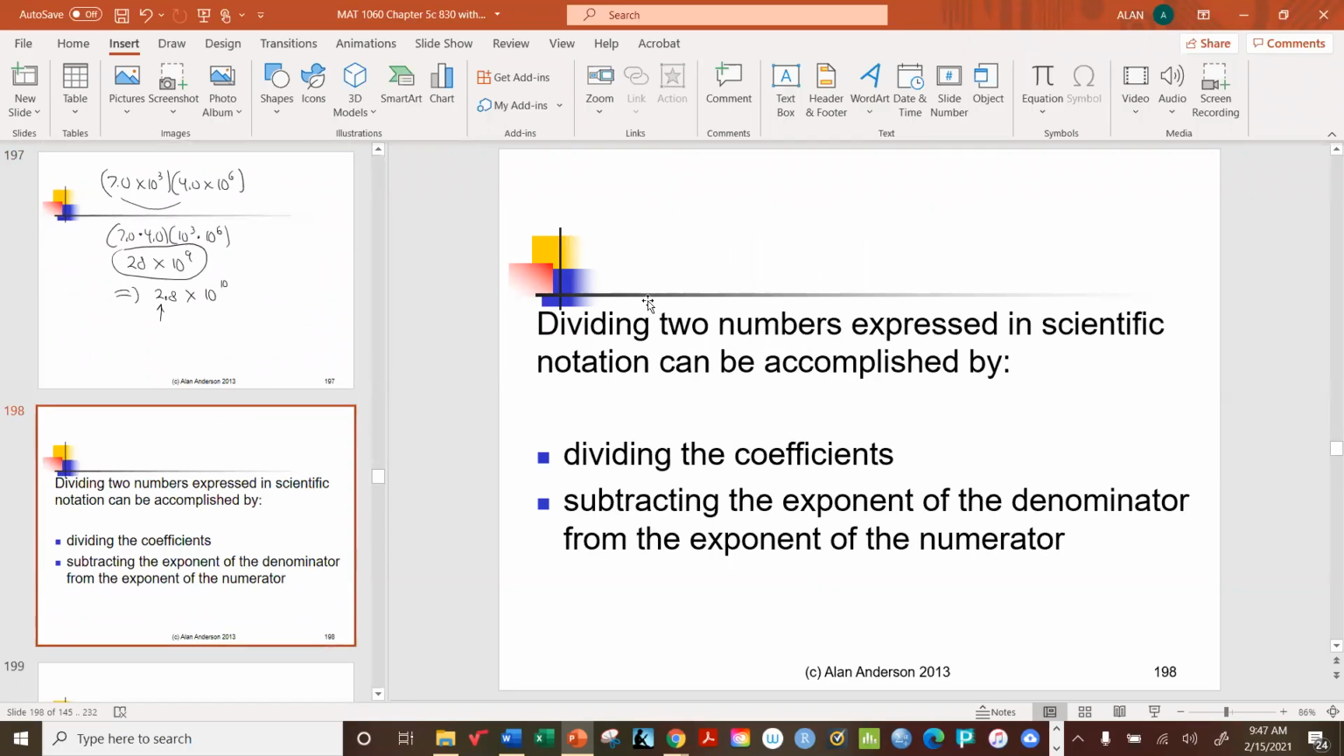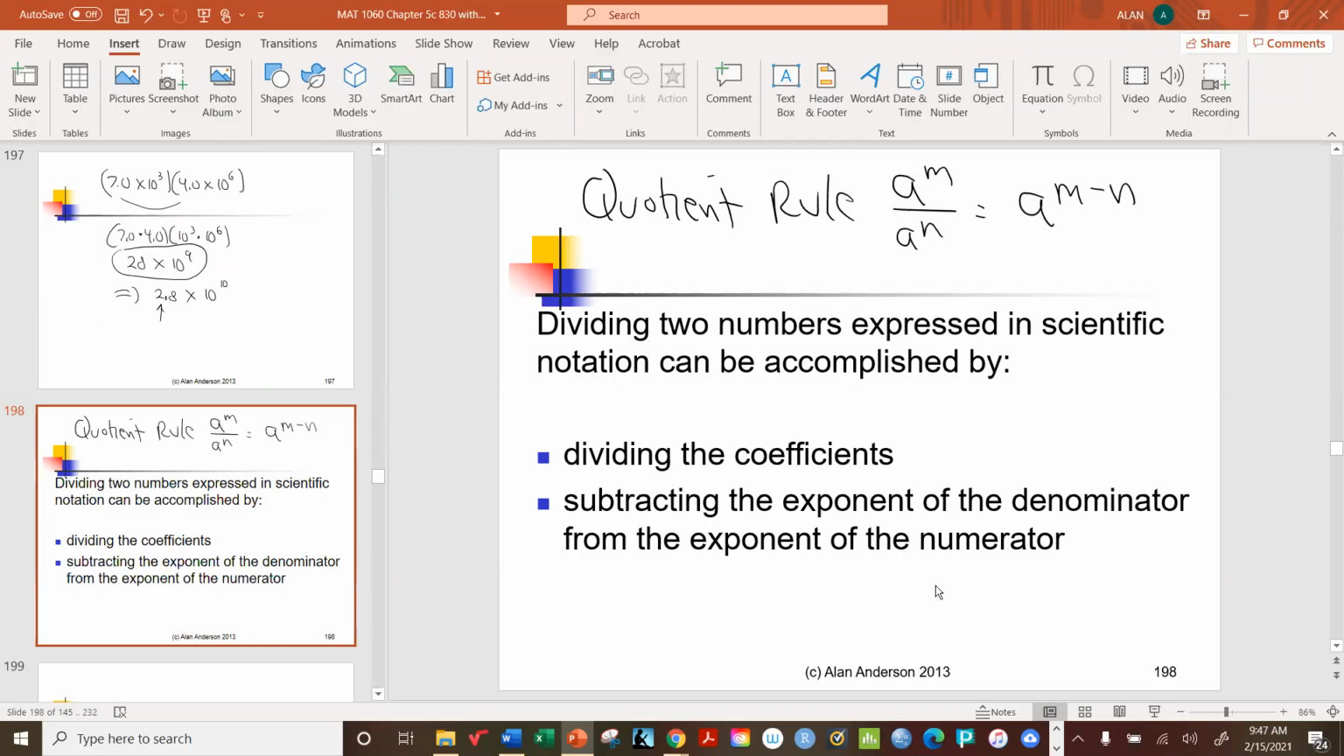Pretty amazing. So we divide the coefficients first, then subtracting using the quotient rule. Remember, the quotient rule is that a to the m over a to the n is a to the m minus n. So of course, if you're dividing 10 to the 5th over 10 to the 2nd, so there you go.